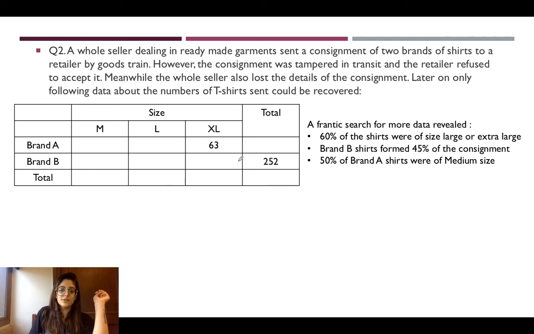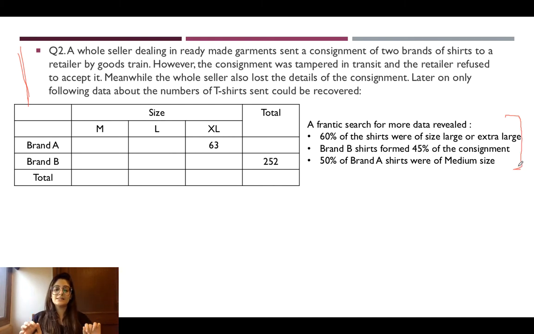Now, this is the table of data that we got. A frantic search for more data revealed additional information that was revealed later on. So now, if you look above, you have to see and understand the question. All of that information is not going to tell you anything to solve the question, so forget about it. That was just a brief given. What you need is this table, which has some numbers, and this information will help you construct your table.